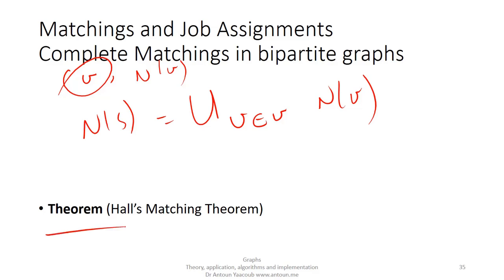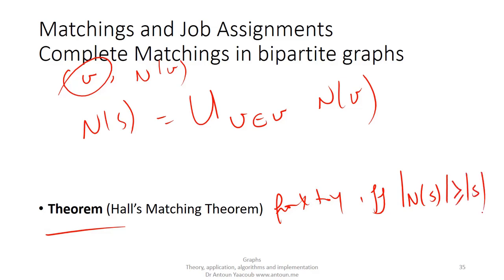So Hall's matching theorem: for any bipartite graph with parts X and Y, the graph has a complete matching from X to Y if and only if the number of elements in the neighborhood of S is greater than or equal to the number of vertices in S, and this is for every subset S in X.